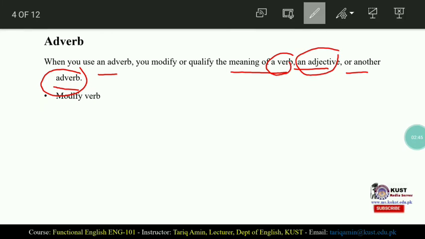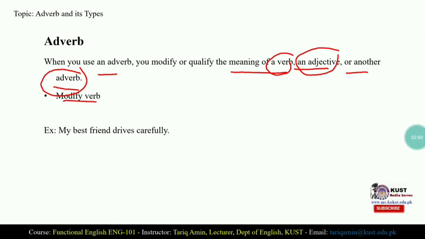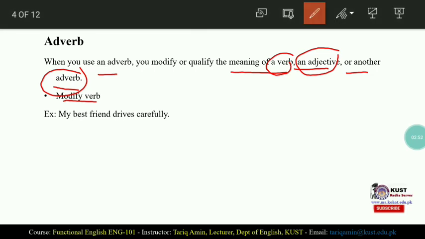Let's discuss how adverbs modify verbs. The example is, my best friend drives carefully. In this example, my best friend is a noun phrase, drives is a verb phrase, and carefully is an adverb. The word carefully modifies the verb drives. My best friend drives carefully. So carefully is an adverb, and over here it modifies the verb drives.